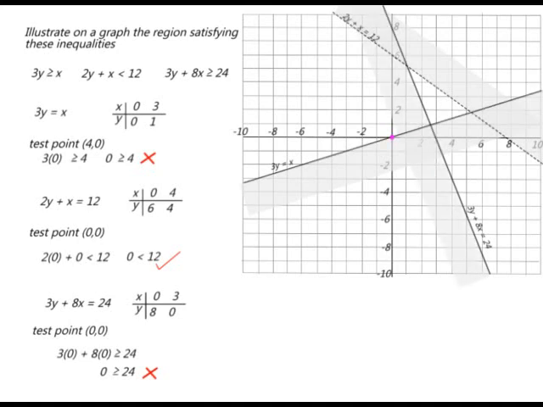So we remain with this unshaded region, and it is our required region. This region will satisfy all the three inequalities simultaneously.